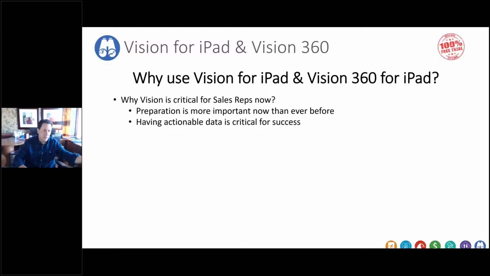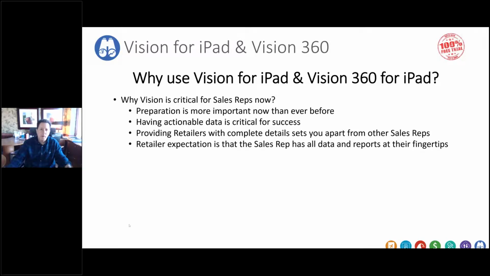Or I see that you did this, or I see that you did that. You want to be able to give them information that helps them with the next order, and that's what actionable data does. Providing retailers with complete details of what they bought and what's shipped and all of this information sets you apart from other sales reps.